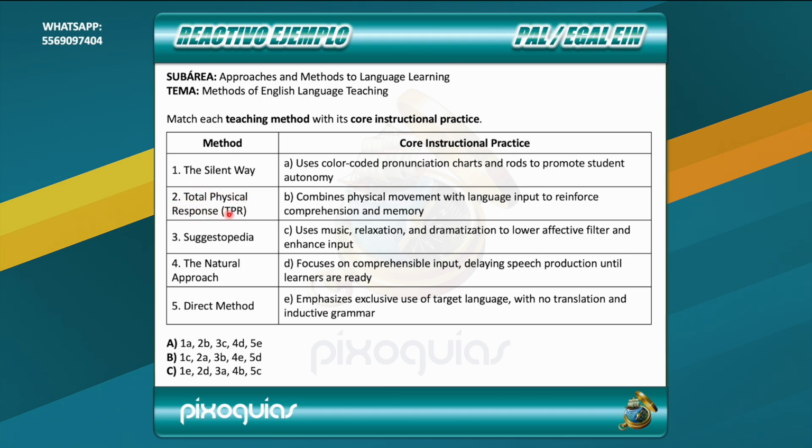2. Total Physical Response, TPR, combines physical movement with language input to reinforce comprehension and memory. 3. Suggestopedia uses music, relaxation, and dramatization to lower the affective filter and enhance input. 4. The Natural Approach focuses on comprehensible input, delaying speech production until learners are ready. 5. Direct Method emphasizes exclusive use of the target language with no translation and inductive grammar.